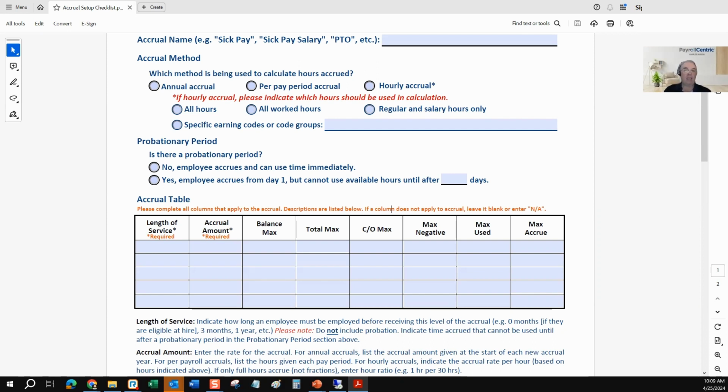time. Carryover is if you have an accrual where they carry over, like say 6 days of vacation into the new year, that's where you put that maximum.